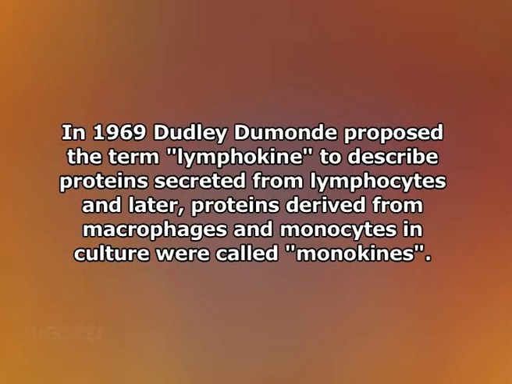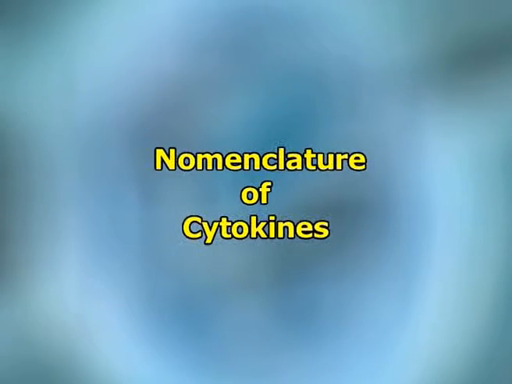In 1969, Dudley Dumonde proposed the term lymphokine to describe proteins secreted from lymphocytes, and later proteins derived from macrophages and monocytes in culture were called monokines. As scientists learned more, it was understood that these proteins and others were part of a broader class of proteins involved in self-defense and should be called cytokines. Let us have a look at the nomenclature of cytokines.